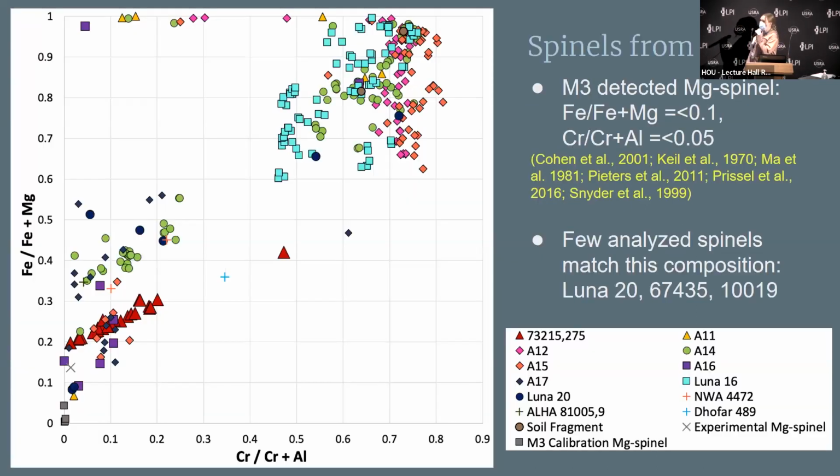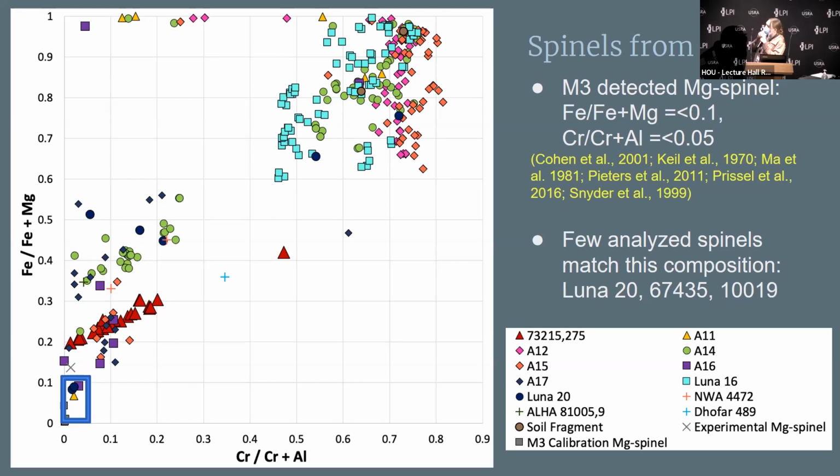So first, I'd like to start with this compositional plot of iron number versus chromium number. All of these are spinel compositions from Apollo and Luna missions, as well as lunar meteorites. Large spinel-bearing lithologies have been detected via M cubed, and the composition of those Mg spinels is an iron number of less than 0.1 and a chromium number of less than 0.05. So here is a blue square representing that composition.